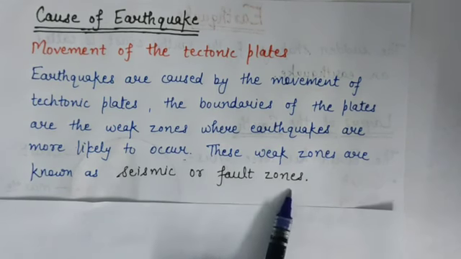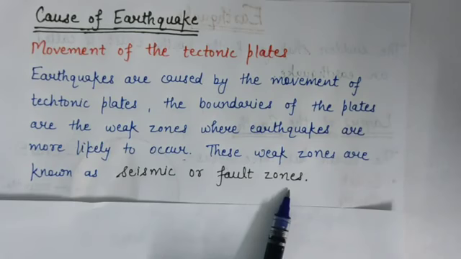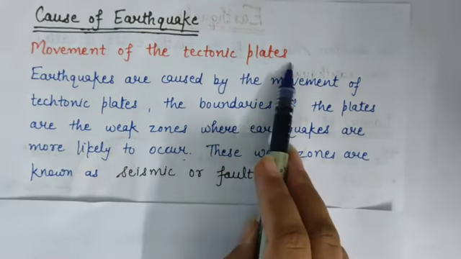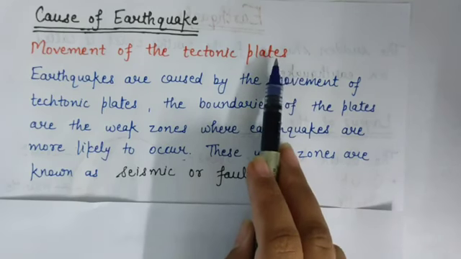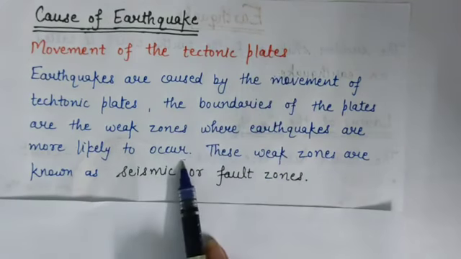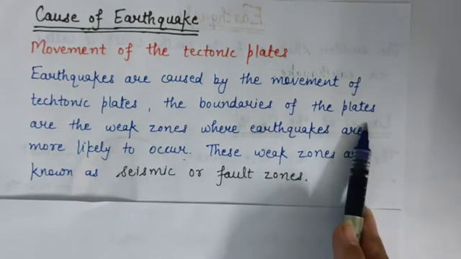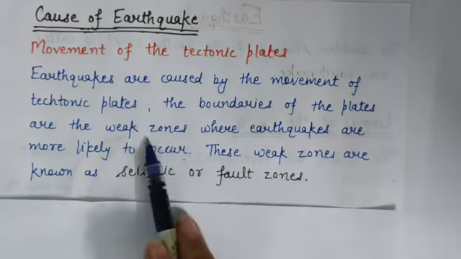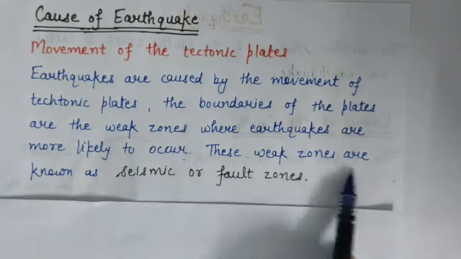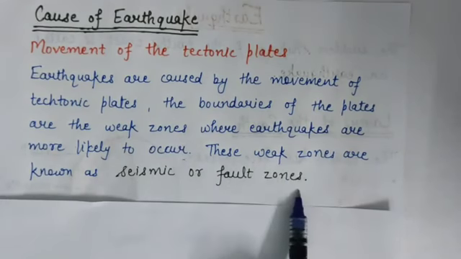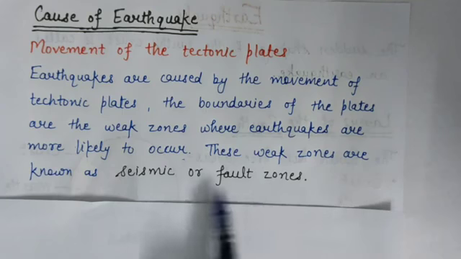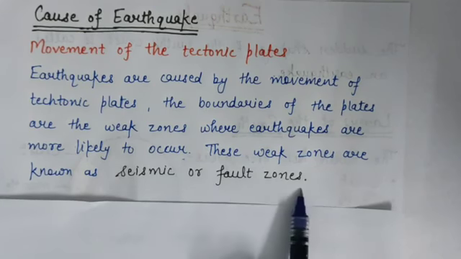Right? So what is the cause, what is the reason an earthquake is formed or comes? Due to the movement in the tectonic plates. Okay? And where does it occur? At the boundaries of the plates, which means at the weak zones, and these weak zones are known as seismic or fault zones. It means we can say that earthquakes occur at the seismic or fault zones.